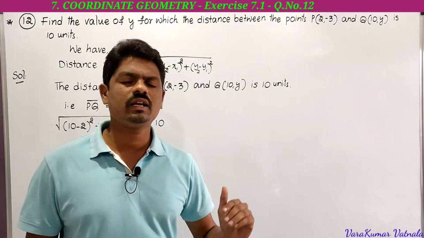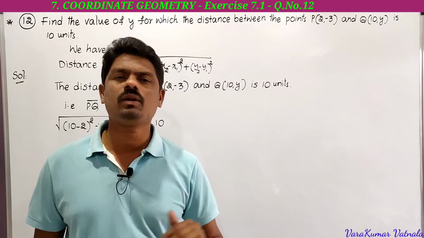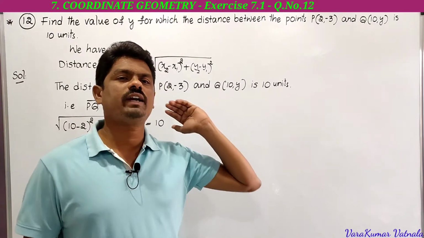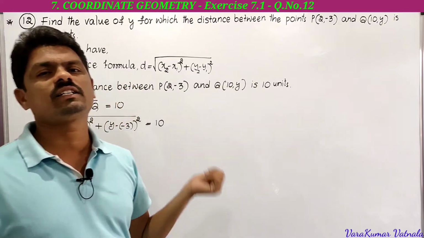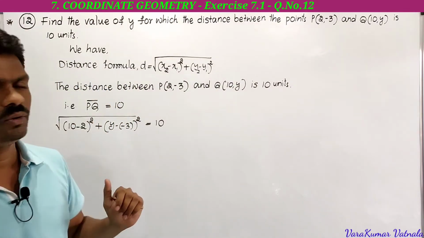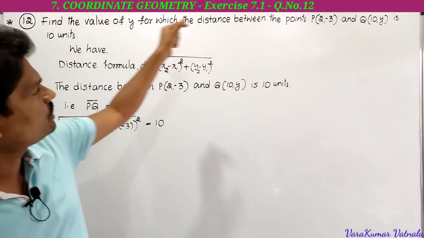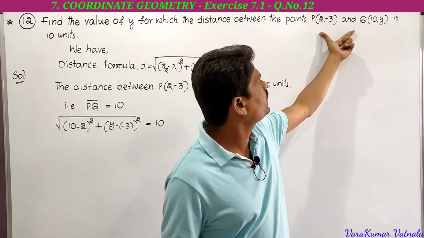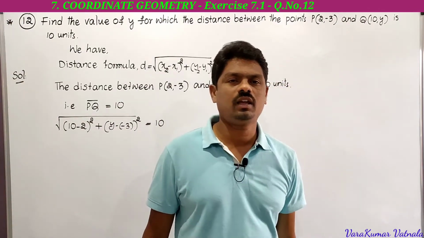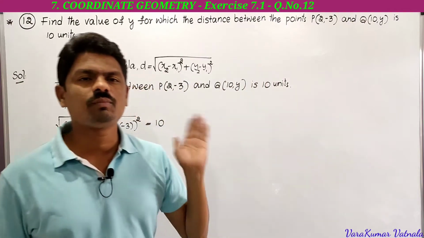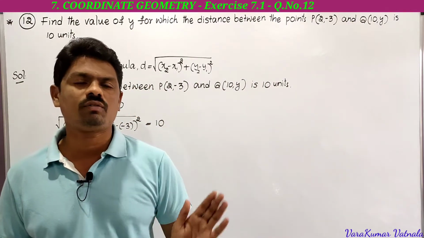So it is just the same as the 11th problem. There he was asking us to find the x value, but here he is asking us to find the y value. So here the distance between the points P and Q is 10 units, he is saying. So using the distance formula, we have to find the value of y.